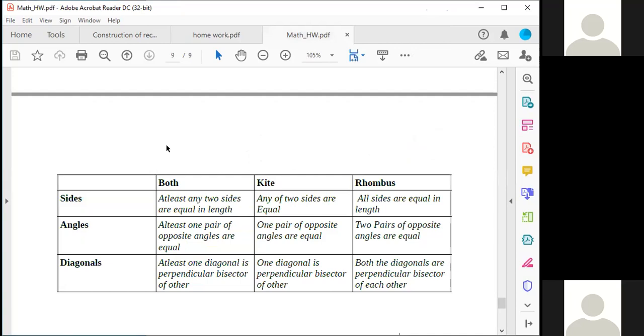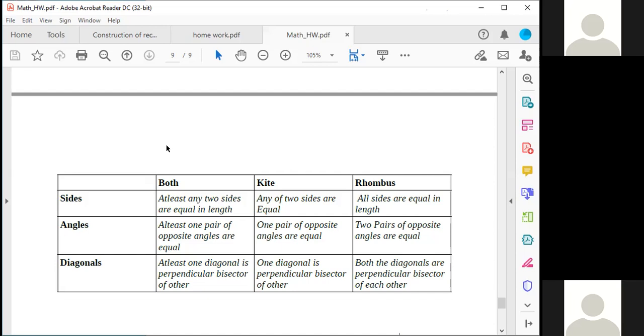Glad to see somebody did kite and rhombus. Is this true? Any two sides are equal in a kite? A pair of two sides are equal. Adjacent sides. Two pairs of adjacent sides are equal. So be careful on the language you use. There are two pairs of equal adjacent sides for a kite.